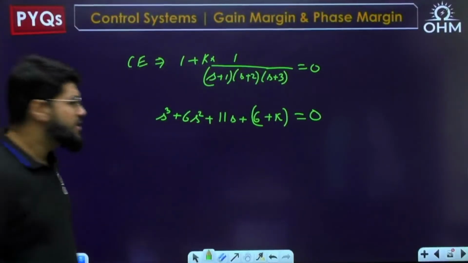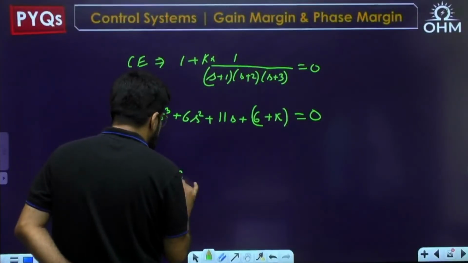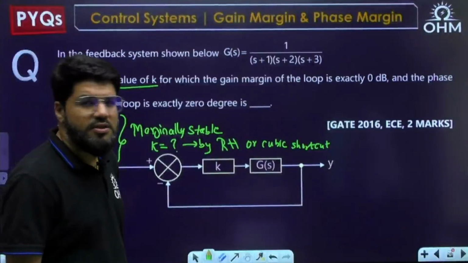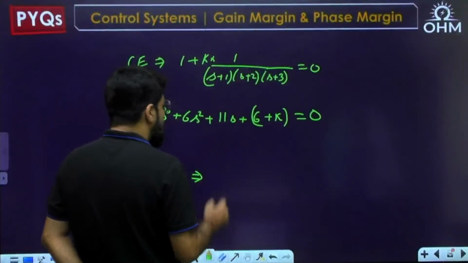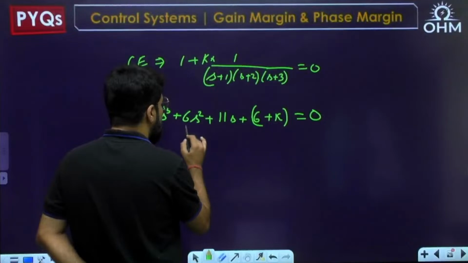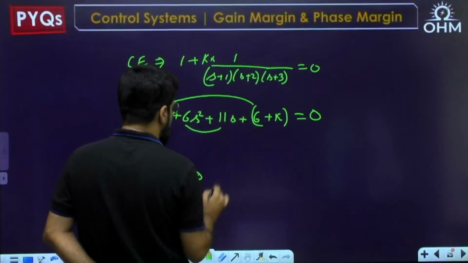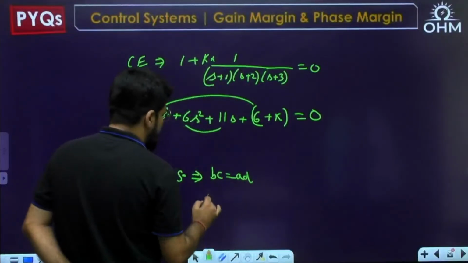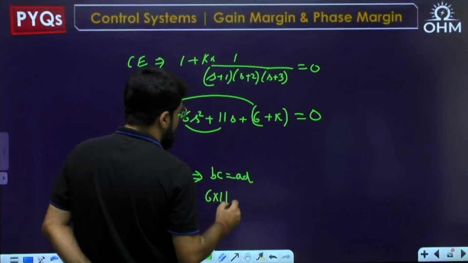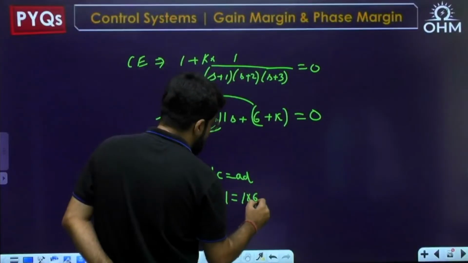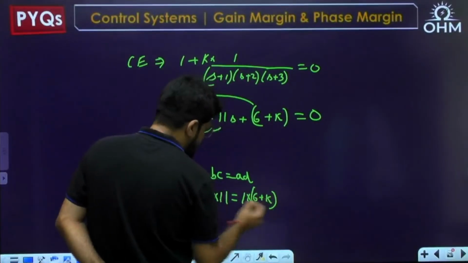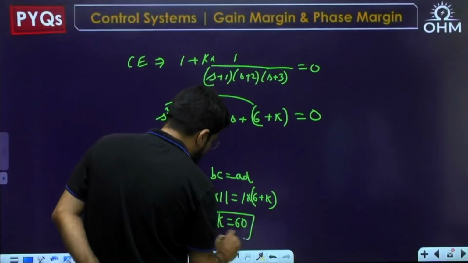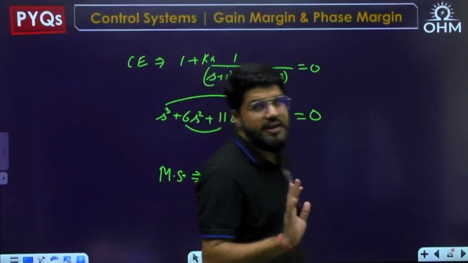For the system to be marginally stable, what was the condition? What is the cubic equation shortcut? The product of inner terms equals the product of outer terms. BC equal to AD. That means 6 into 11 will be equal to 1 into (6 plus K). So 6 plus K is 66, so K is 60. This question is more like a Routh-Hurwitz question rather than a gain margin, phase margin question.